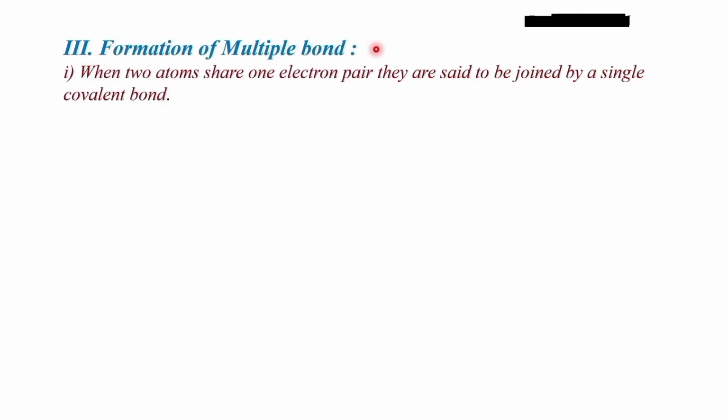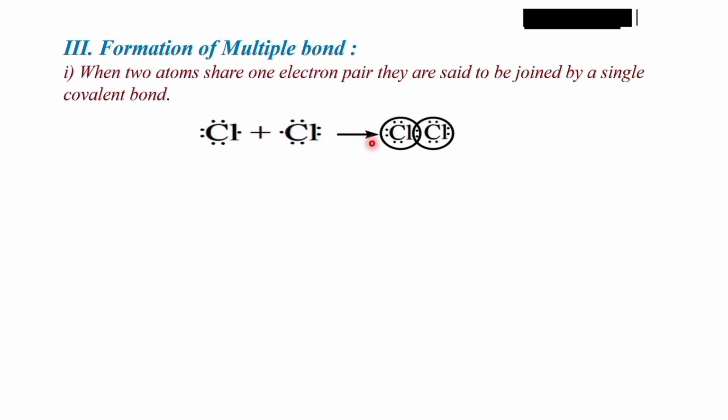Formation of multiple bonds in covalent bonds. First example: when two atoms share one electron pair, they are said to be joined by a single covalent bond. For example, formation of Cl2 molecule. In this example, each chlorine requires one electron to complete its octet, and each chlorine shares one electron, forming a single covalent bond, and this covalent bond is represented as Cl-Cl.